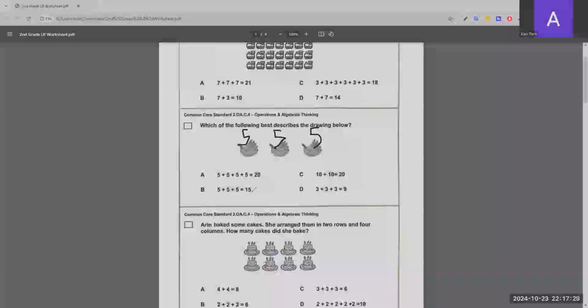And let's look at our answer choices to see which best describes it. So A, we see that you're adding 5 4 times, which is 1 too many, so that's not correct. C uses 10 instead of 5, and D uses 3 instead of 5. So the only correct answer would be B.